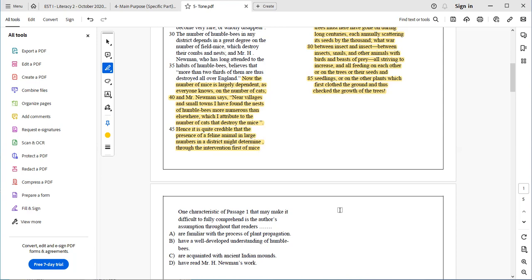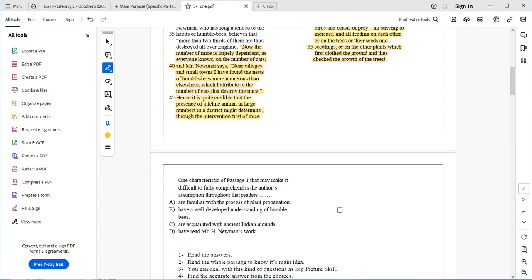Okay, let's find. Before we find the answer, let me tell you again how we can solve this question. You can read the whole passage to know its main idea, or you're going to solve it with the big picture. You can deal with this kind of question as big picture skill. Find the accurate answer from the choices. Okay, if now we need to find the answer for this one, what do you think? We write the answer as we read now, as we deal with it as a big picture.